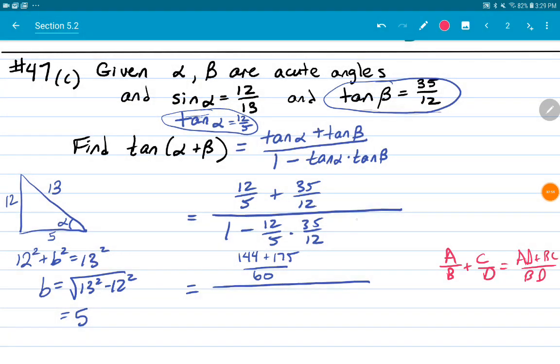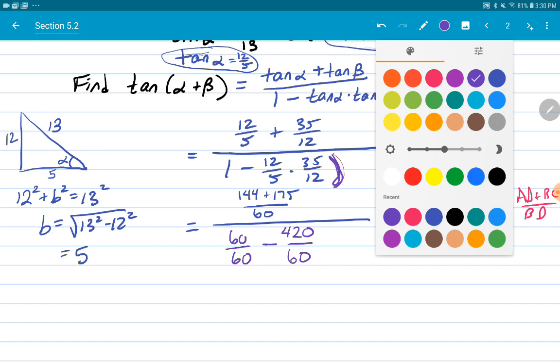And then in our denominator right here, I'll do that in a different color. This guy, I don't need a common denominator, I'm sorry. I'm multiplying these fractions first before I subtract from 1. So 5 times 12 is 60. 12 times 35 is 350 plus 70, so that's 420. And we want 1 minus that, so I'm going to express that 1 as 60 over 60, so I have a common denominator.